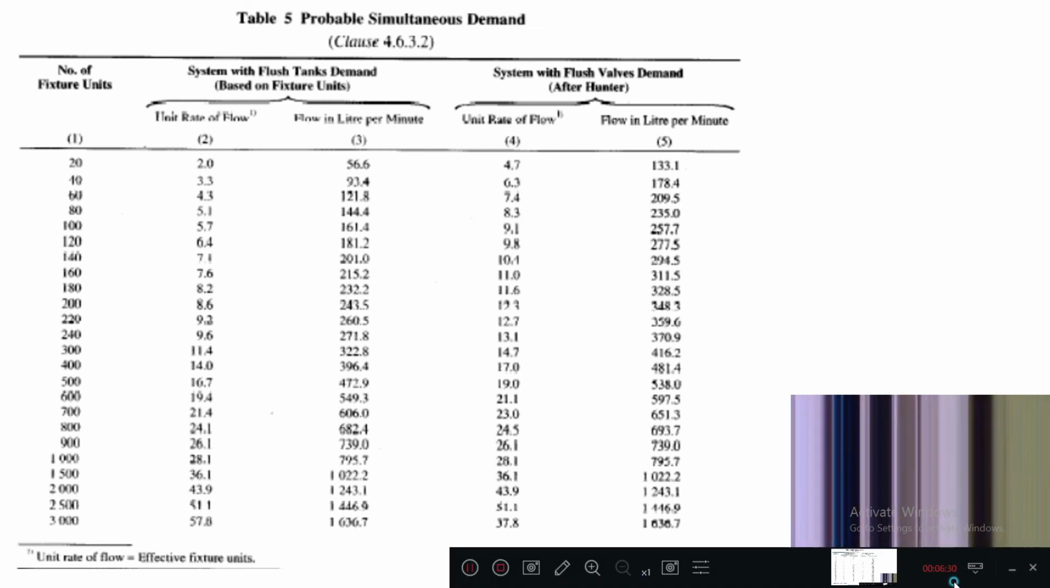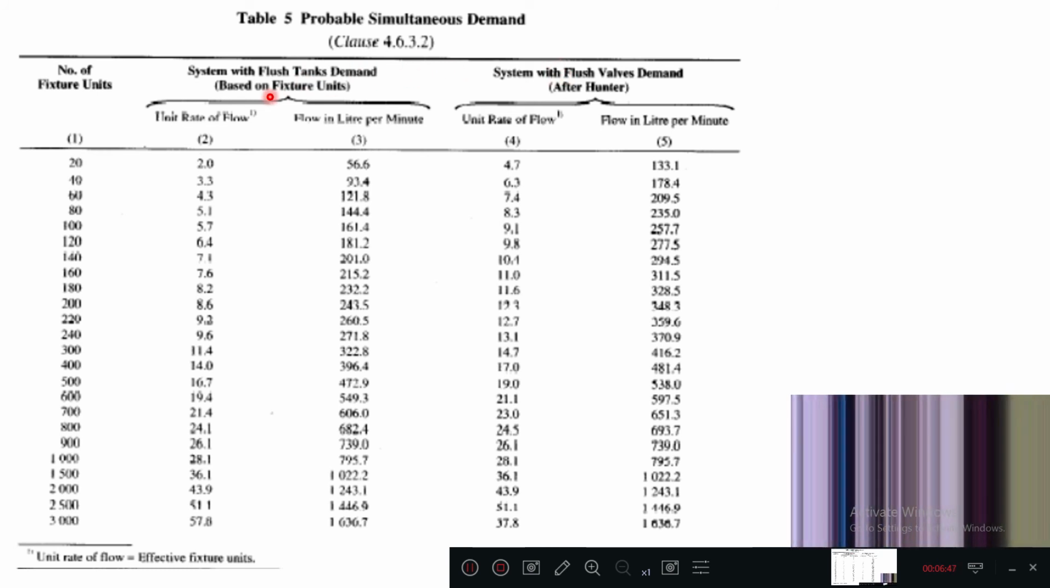This is Table number 5 from the NBC codebook. What is it telling? Probable simultaneous demand. How much water should be there for a customer point? We have two main categories. One is systems with flush tanks, demand based on fixture units. How many fixtures are there? Fixtures means the number of using points. So it is called based on fixture units.